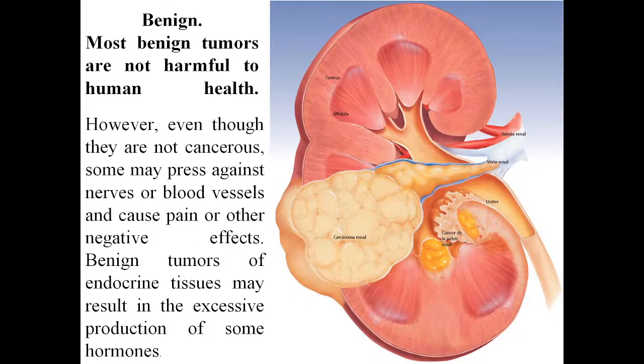Benign tumors of endocrine tissue may result in excessive production of some hormones. For example, I tell you about the benign tumor of the thyroid gland. If your thyroid gland has a benign tumor, this tumor can cause excessive production of thyroid hormone. And this patient has other effects from this.